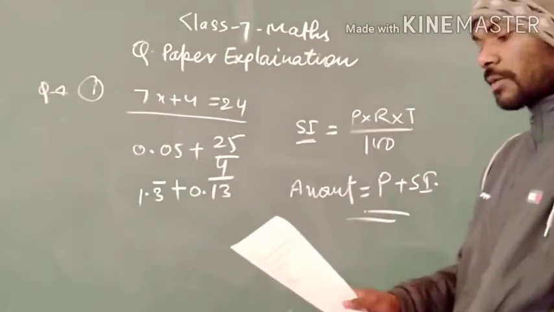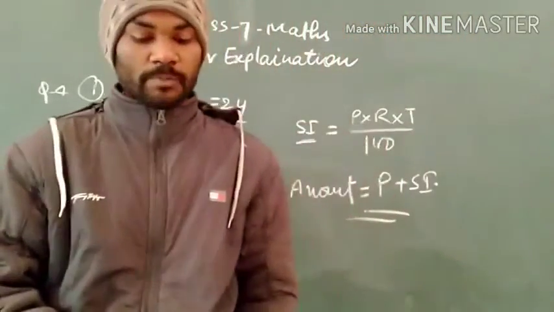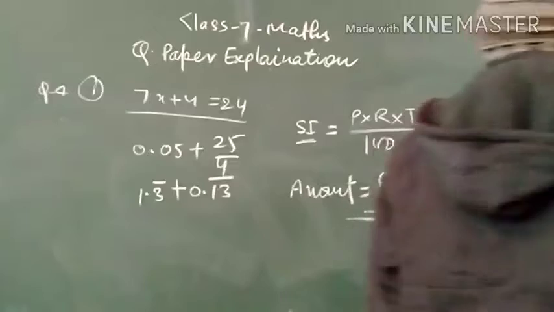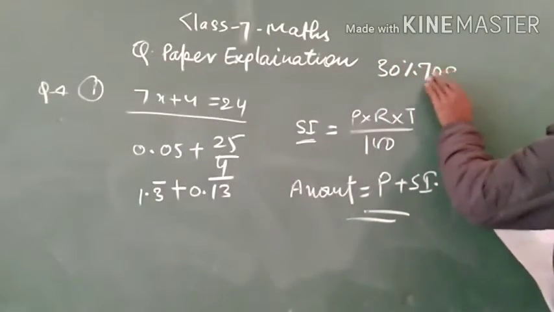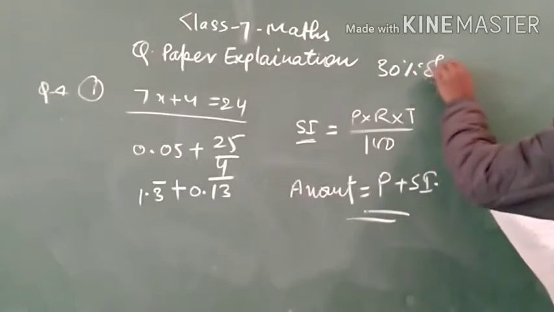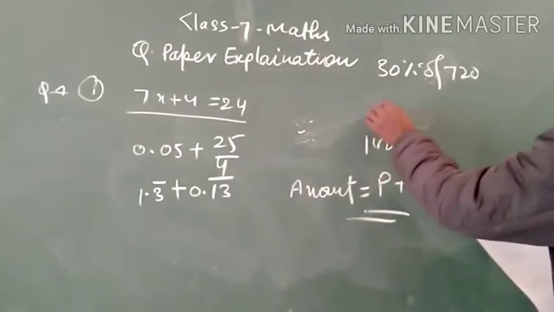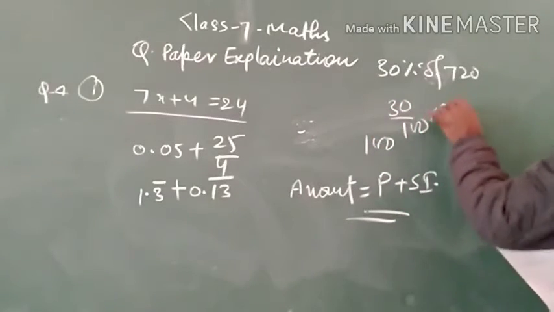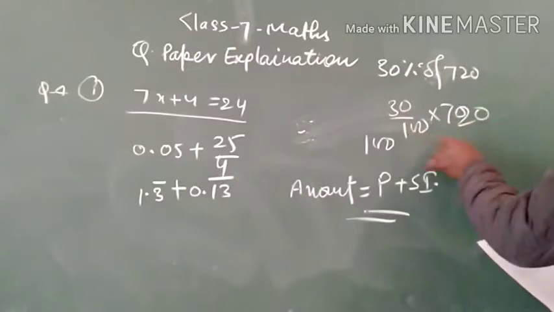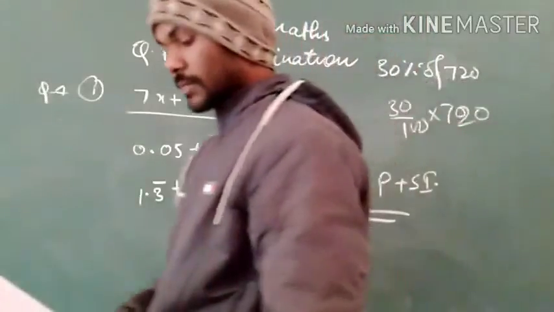The next is find the percentage. I know that you can easily find the percentage. The question is: 30% of 720. As I told you, 30% means 30 upon 100 multiplied by 720. So just solve it, you will get your result.